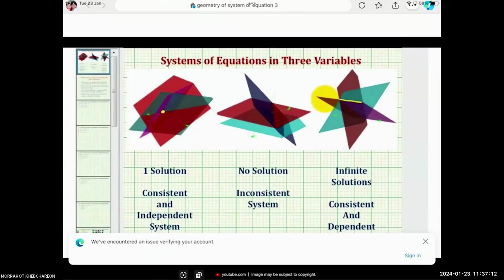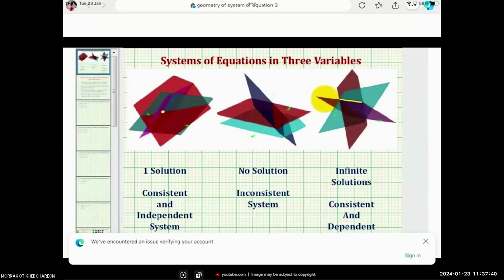It's not, it's a dependent system. But if you have two parallel planes and one cut, two parallel planes and one cut, there is no solution. I will come to this one later, because it's not easy to visualize.